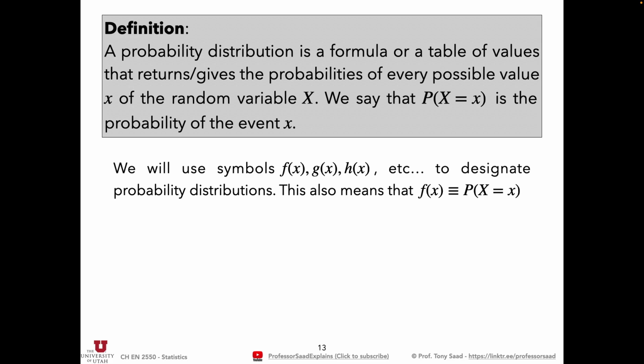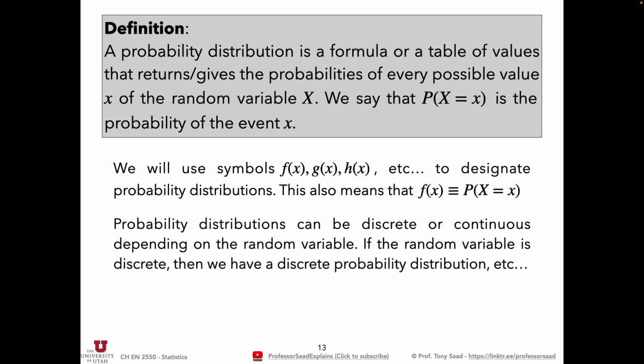We will also use symbols like f of x, g of x, h of x, etc. to designate probability distributions. This also means that when I say f of x, at a specific value x, this means that this is the probability of X equal to the specific value of x. We're going to use those interchangeably. Because later on, the binomial distribution, we're going to call it binom, parentheses, a bunch of things. But that's equal to the probability of the random variable equal to that specific value.